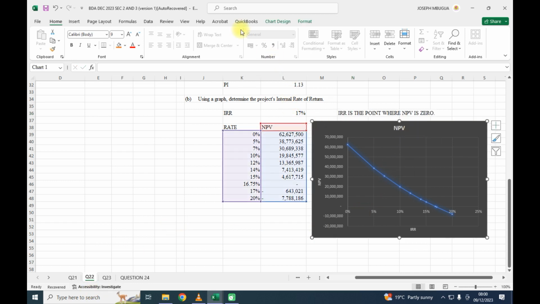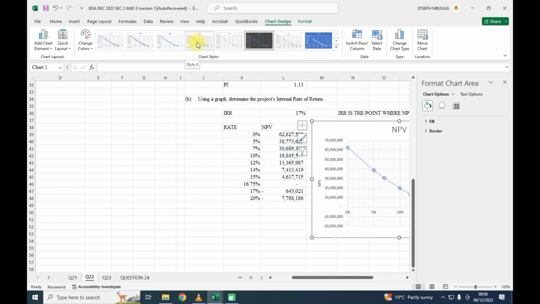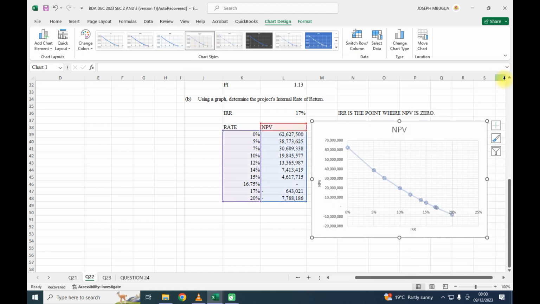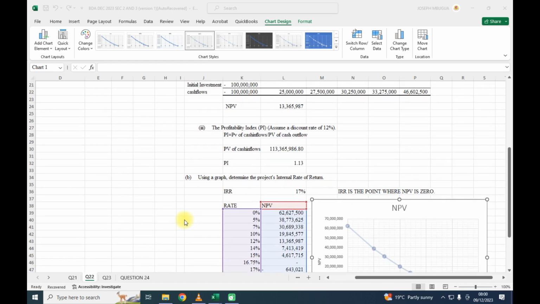Need to see whether I can change this particular design. The design, yeah, let me see this one. Yeah, even this one is okay. There is none that you cannot use. Yeah, that first point is the point that we needed, and that's how the question was supposed to be calculated.